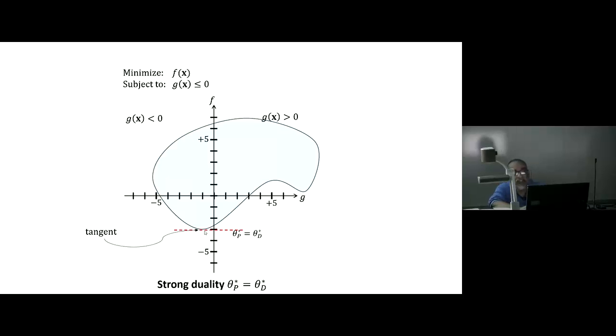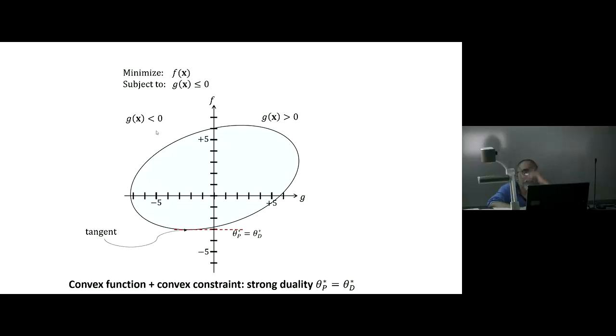And what's g? g is strictly feasible. g is strictly less than 0. Now this is where f is a convex function and g is a convex function, and so you'll get a shape like this. And strong duality will always hold.